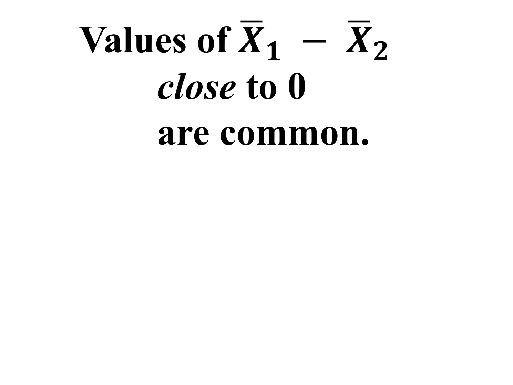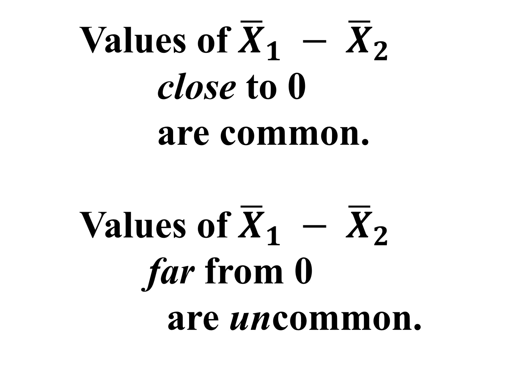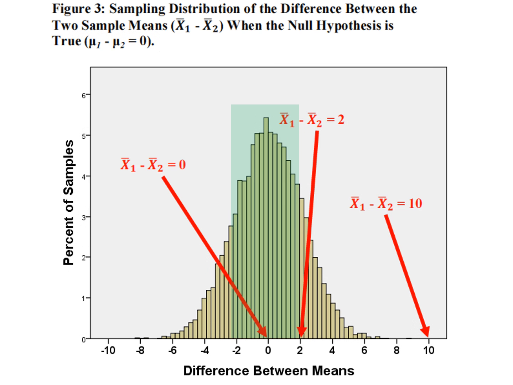The third thing I'd like you to notice is that some values of the difference between the means are common, others are uncommon. Values close to 0 are common. On the other hand, values far from 0 are uncommon. The sampling distribution, as you can see, is normal, and its average, its expected value, is 0. So, as we would expect, most values of the difference between the two means are in the middle and near 0.